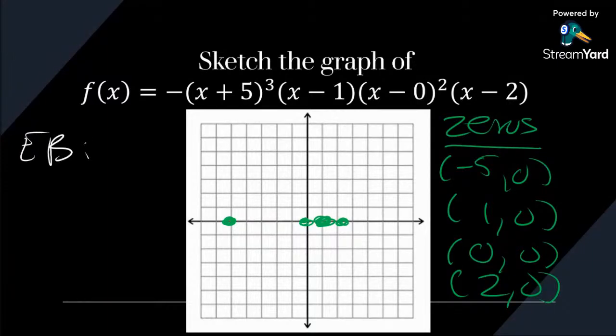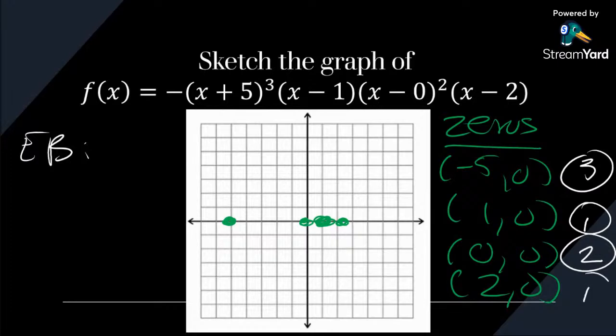So we find our degrees. Now we have a 3 here, so that is going to affect how many times we have x plus 5. We have 3. So we have 3 negative 5 zeros. We have 1 zero at 1. We have 2 zeros at 0, and we have 1 at 2. So 3 plus 1 is 4. 4 plus 2 is 6. And then we have 1, which is 7. So our degree is 7.